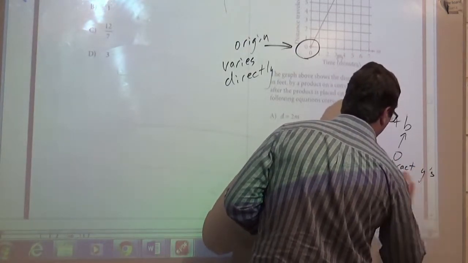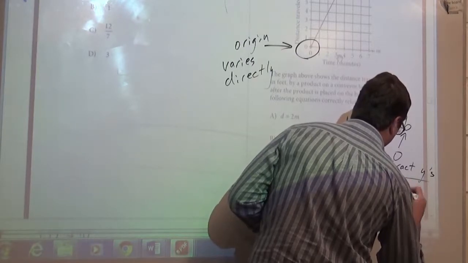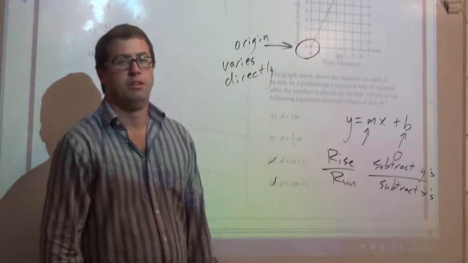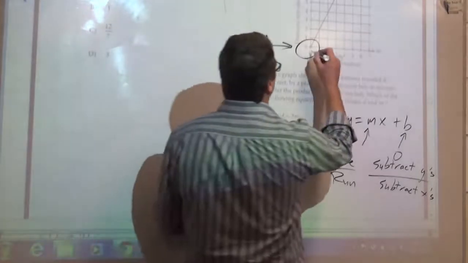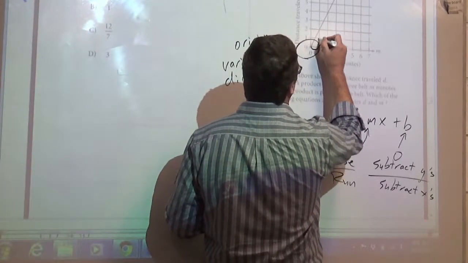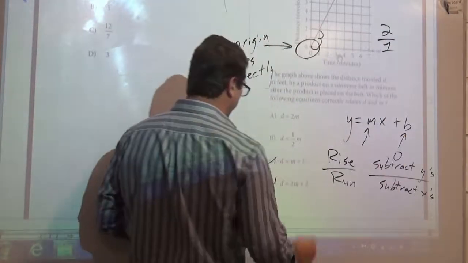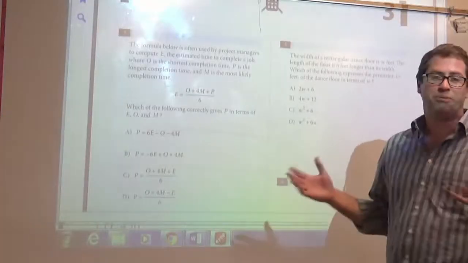So you subtract your y's on top, subtract your x's on bottom. So in this case, it went over 1 and went up 2. So my slope is 2 over 1. All right, for number 3.